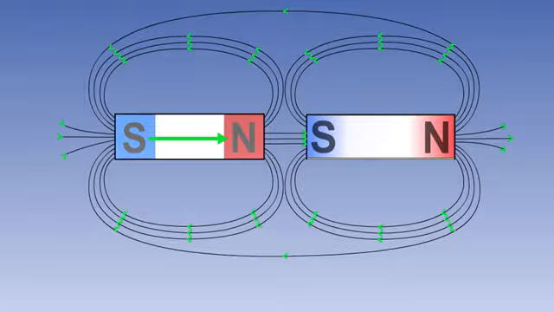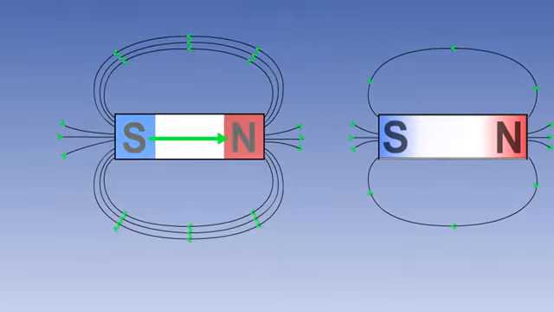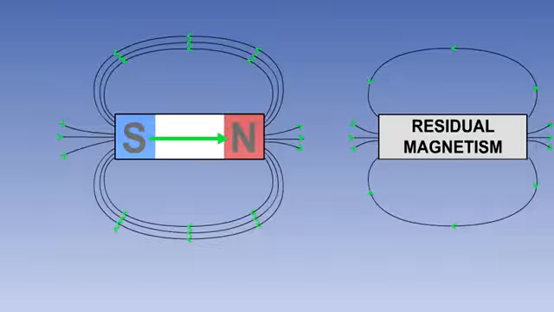When the soft iron bar is removed from the magnetic field, it loses most of its magnetism. The little magnetism which remains in the iron bar is known as residual magnetism.